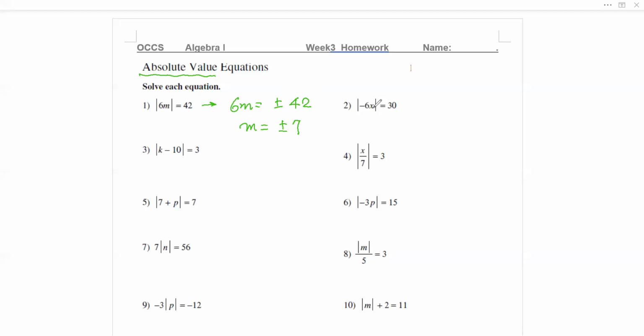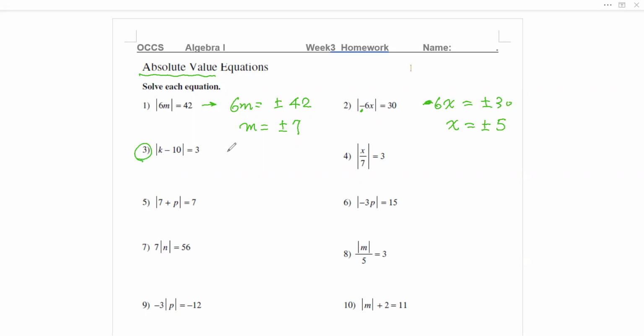Same for this one. Absolute negative 6x. This is negative. In these cases, negative or positive doesn't matter, right? So it says 6x equals positive negative 30. Of course, you can also do like say negative 6x equal positive negative 30, right? So they are the same. You can keep it or just take away the negative, doesn't matter, right? So both sides divide 6, the result is positive negative 5.